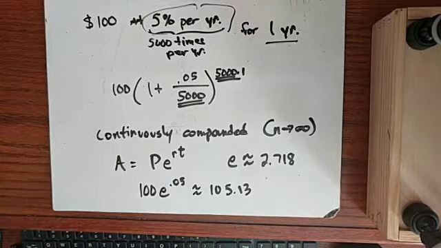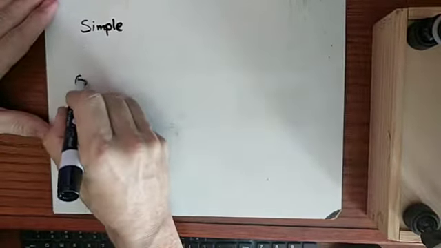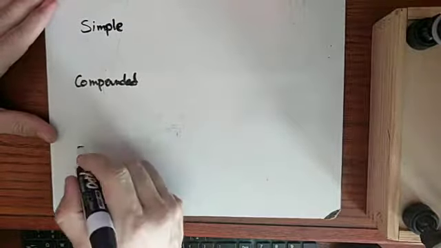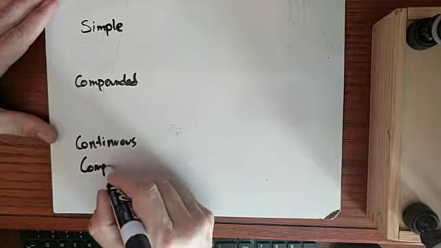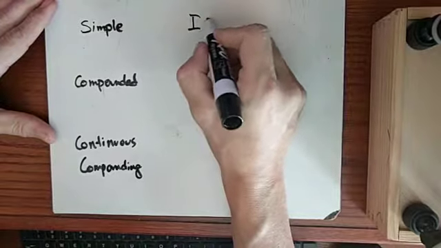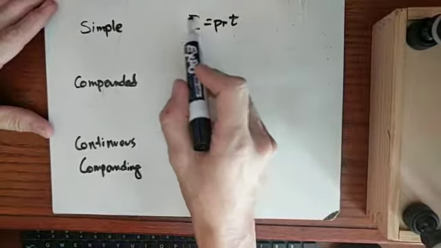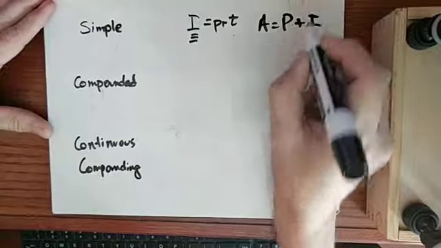Okay, so in summary, we have 3 different interest formulas: simple interest, compound interest, which is compounded a certain number of times per year, and continuous compounding. The simple interest is principal times rate times time. And again, this is just the interest amount. If you want the amount, you have to add the interest to the original principal. So here the amount is the principal plus the interest.